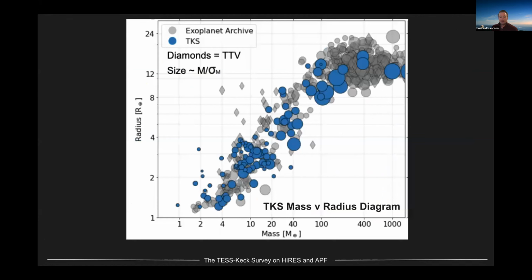And finally, I'll just leave up all of our planet masses and radii, most of which are soon to come, over 100 in total. And yeah, thank you for your attention. It's a pleasure working with this group. Nice to see everyone again.